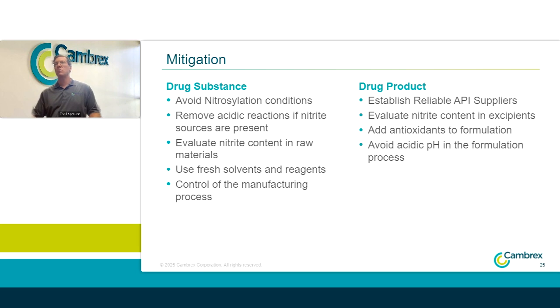And so through that mitigation, we can look at the drug substance by avoiding the nitrosylation conditions, removing acidic reactions if nitrite's present at all, and then evaluate nitrite content for the raw materials, using fresh solvents and reagents and controlling that manufacturing process. And through that control, your manufacturer should be qualifying your vendors of raw materials. And the nitrosamine assessment is a key requirement for that qualification of suppliers, just as the nitrosamine assessment is a key requirement for all NDA submissions currently to the FDA and EMA.